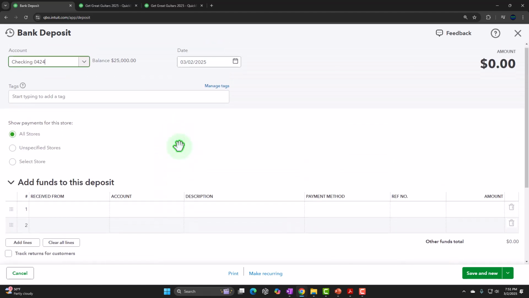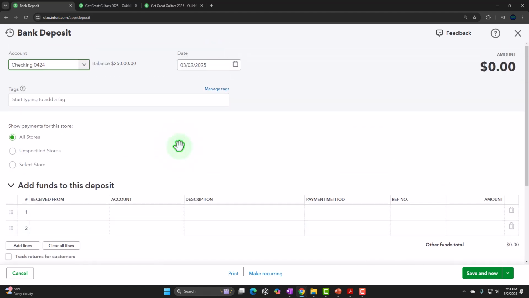And I can enter the deposit using this form, but I don't usually like to use this form to enter a deposit unless I'm going to be entering the deposit as I collect multiple payments on invoices or sales receipts, because otherwise I can enter it directly into the register, which would be a little bit easier.